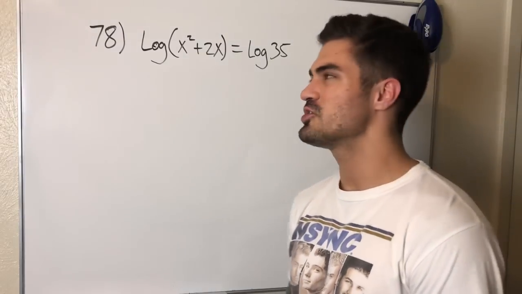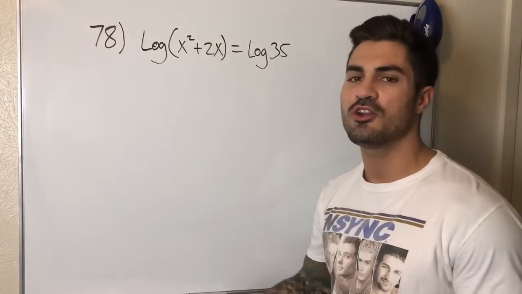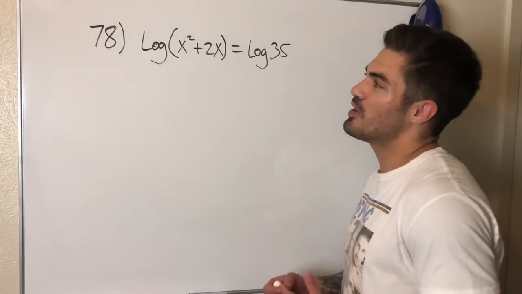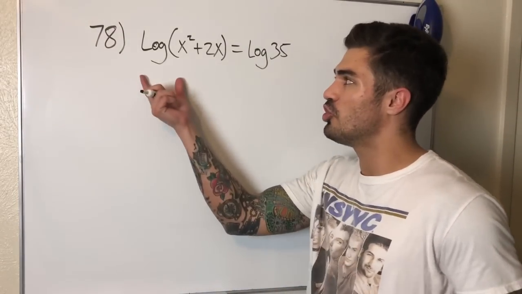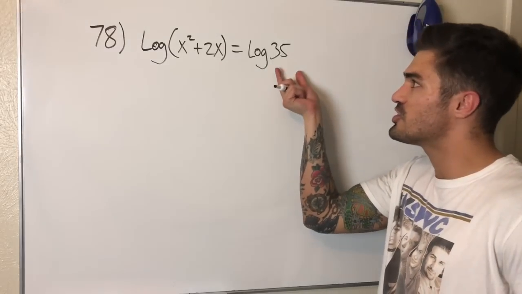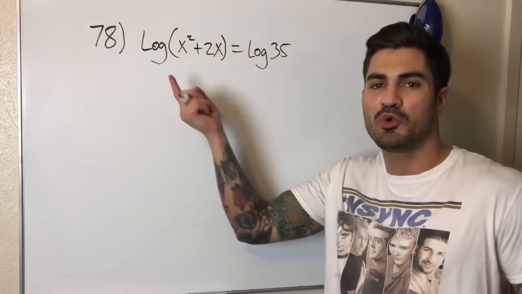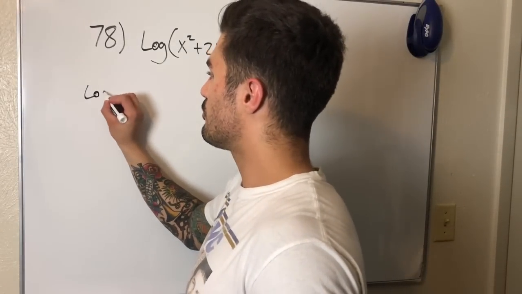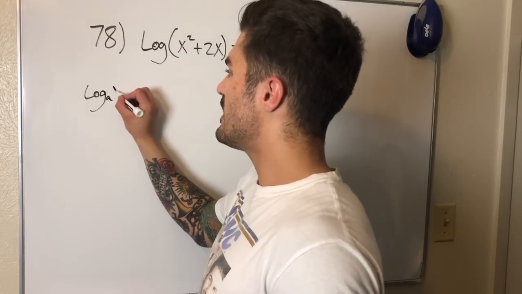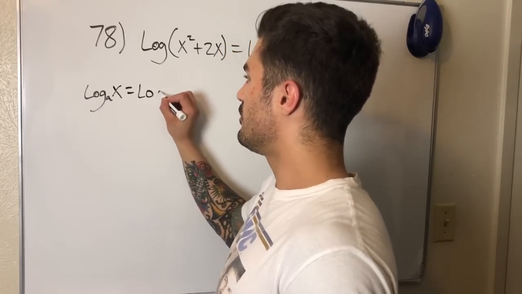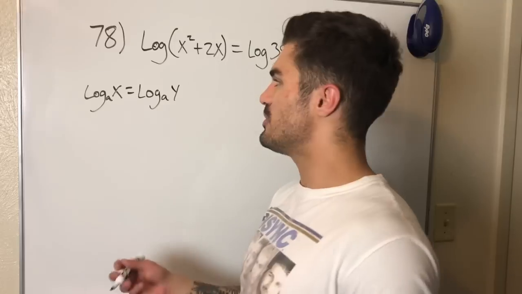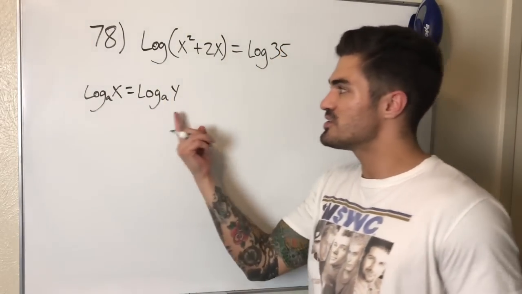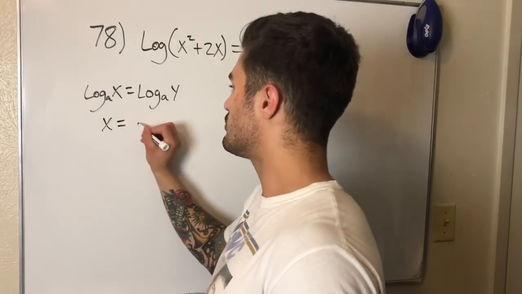All right, for number 78, we are solving this equation. The first thing I notice is that we already have it in a form where we can solve it right off the bat pretty easily. We have log something equals log something. Both of these are just logs, so we have the invisible base 10 down here, the same base. And we have a rule that says if log base a of x equals log base a of y, so if you have log of something equals log of something, and those logs have the same base, then those somethings are equal. That means x equals y, right?